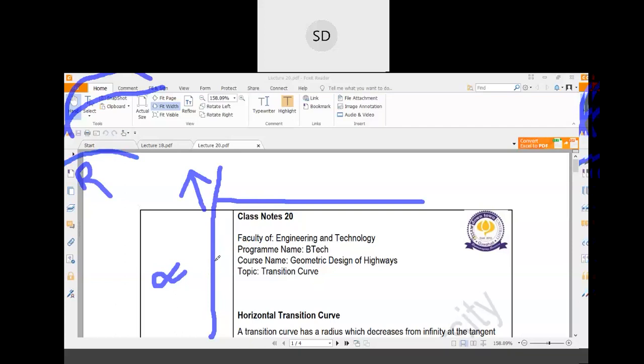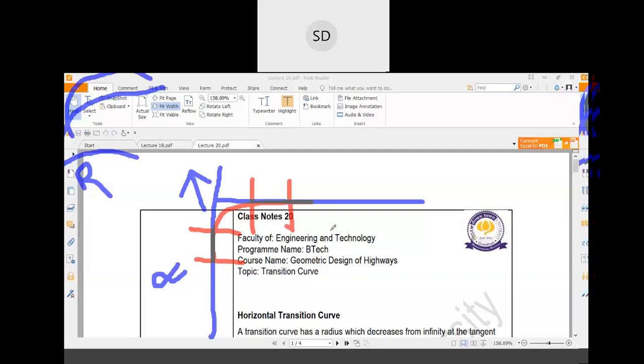Initially your transition curve would behave like a straight path and gradually it changes its radius, and again it would have a straight path. So in this portion, and in this portion, you are using a different curve than the circular curve. Basically that portion is your circular transition curve. That portion is your transition curve.